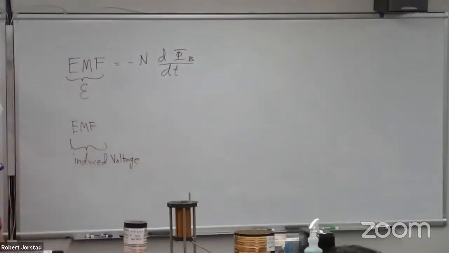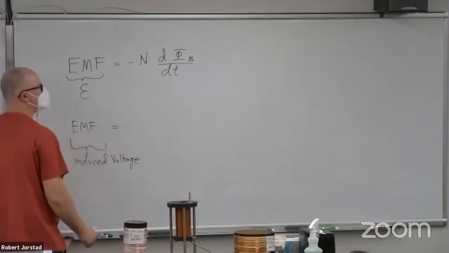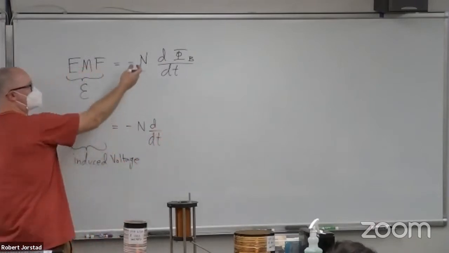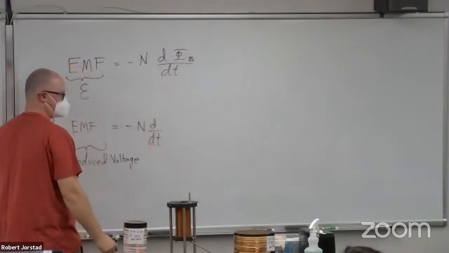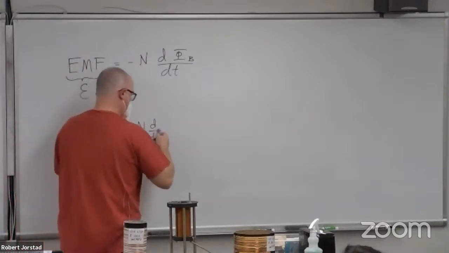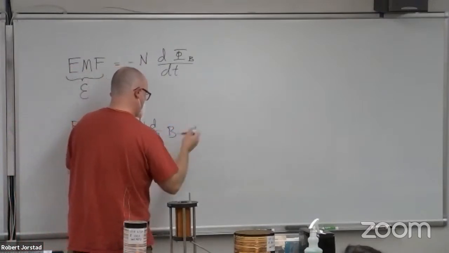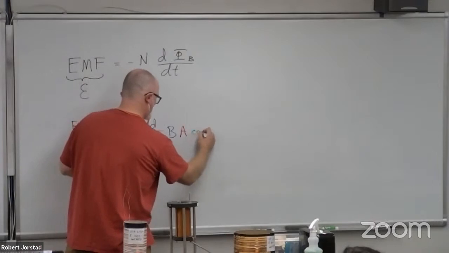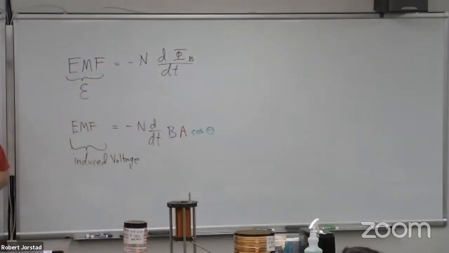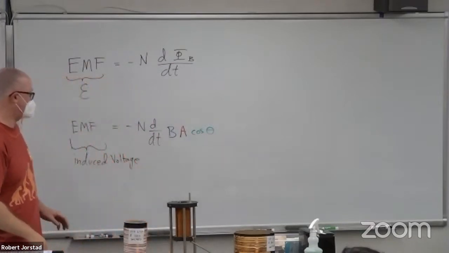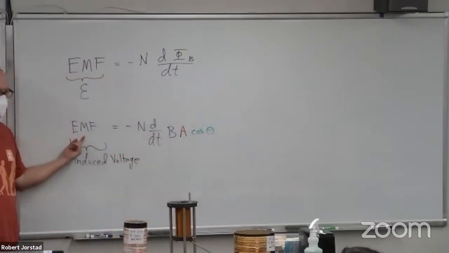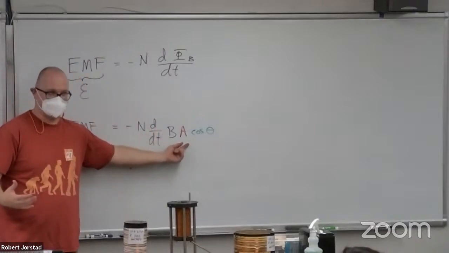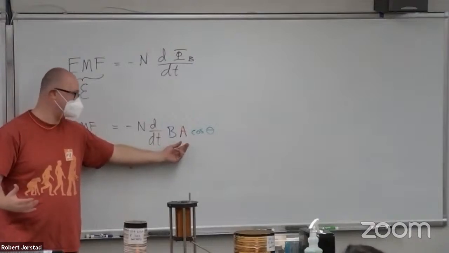My claim is you can get what's called induced voltage. It's minus n times the time derivative of, what did we say was our approximate formula for magnetic flux? B A cosine theta. My claim is this: I can create electricity if I change some of this. Do you see how huge that is?